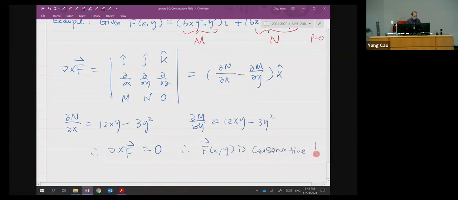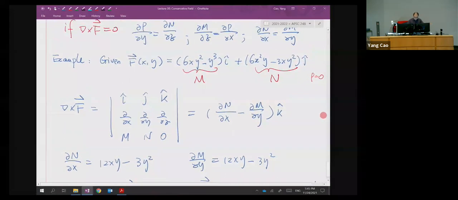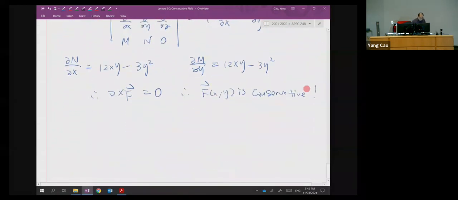Okay, that's it. So it's a very simple application of this theorem. You just have to calculate the cross product. If it's a 2D vector, then you save yourself a lot of computations. You're only looking at these two, comparing these two partial derivatives. Then you can make a decision whether you have a conservative field or not. Okay, all right. So we still have a few minutes here.